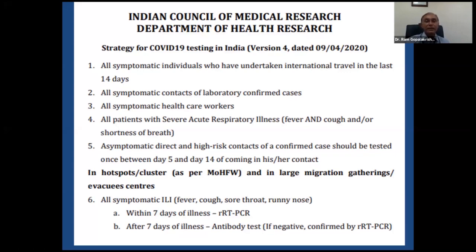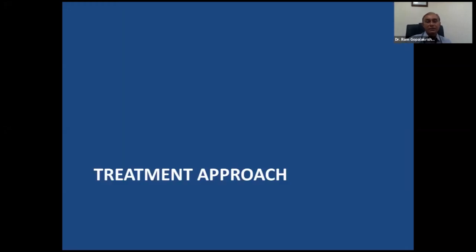And they say within 7 days, you do a direct test, which is an RT-PCR. After 7 days, you start with an antibody test. And if it's negative, you confirm by RT-PCR. The confirmatory test for COVID remains an RT-PCR. Testing will be taken up in detail by Dr. Rajiv Soman in one of the subsequent lectures.